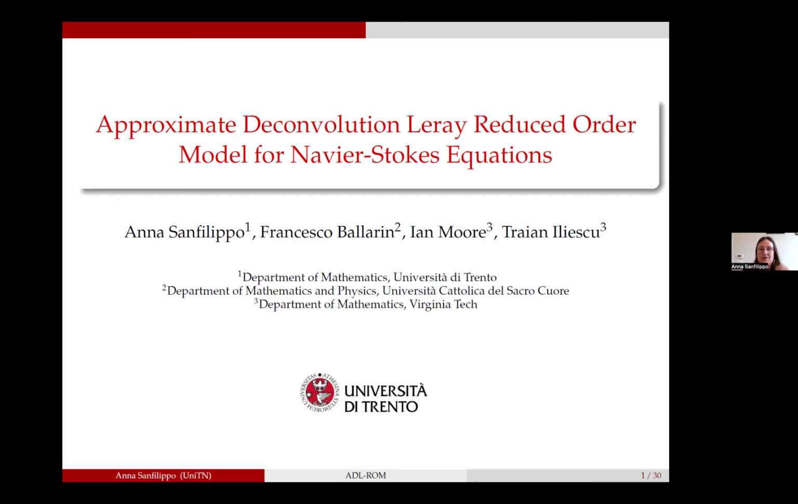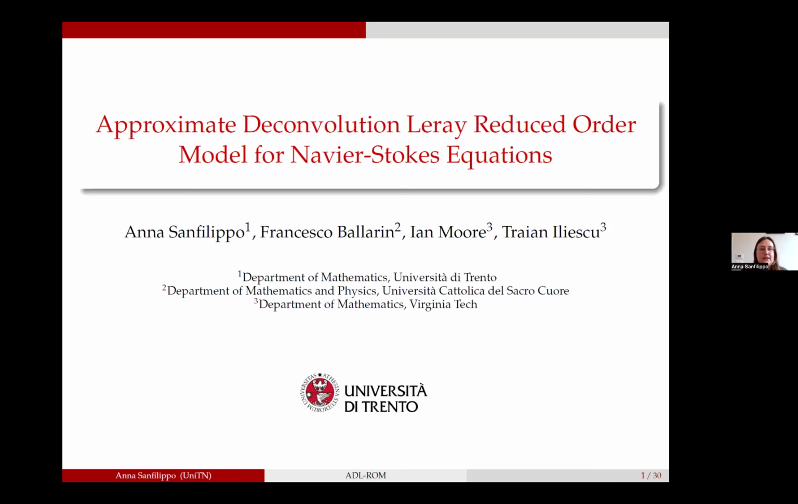I want to say also that this model was tested also for Burgers' equation, but in this talk, I mainly focus on Navier-Stokes equations, since the test cases on 2D Navier-Stokes equations are the ones I worked on. Instead, Ian worked on Burgers' equation.